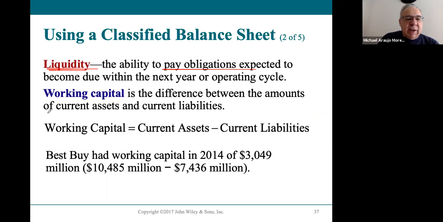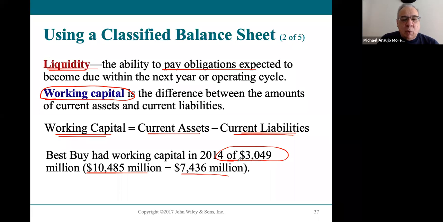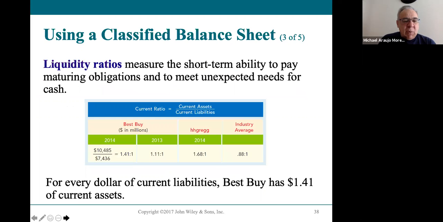So the first thing they introduce you to is something called working capital, which is not a ratio. Actually, it's simply the amount of current assets, and subtract out the amount of current liabilities. The remaining amount is considered working capital. So Best Buy, as you know, had current assets of over $10.4 billion. It had current liabilities of $7.4 billion. So the difference, simple subtraction, would mean that their working capital would be $3 billion, okay, which is good.